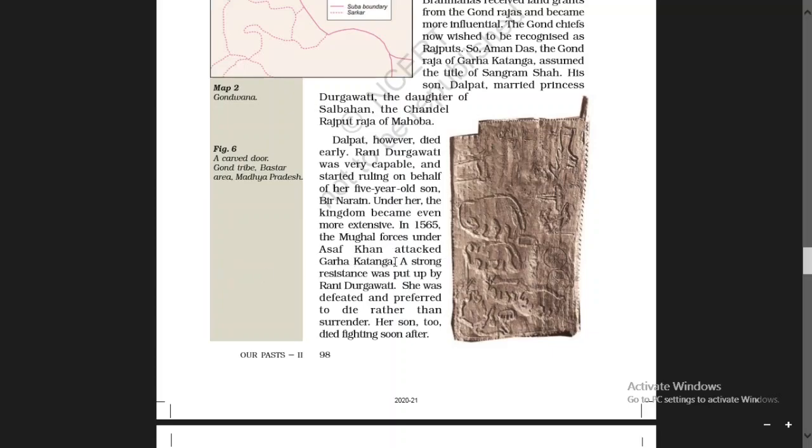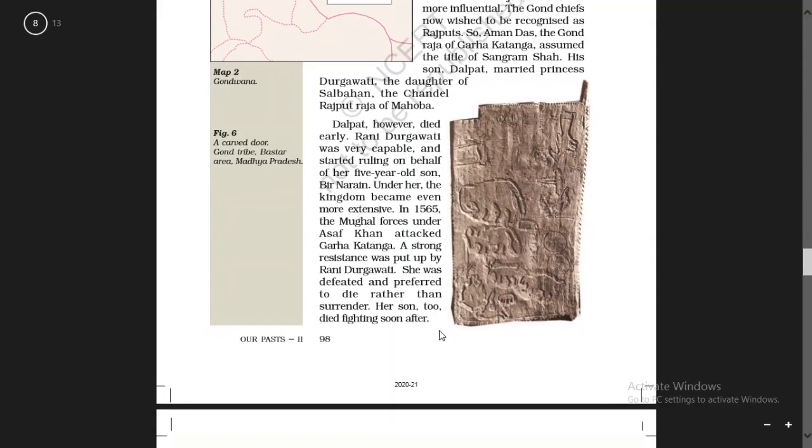In the year 1565, the Mughal forces under Asaf Khan attacked Garha Katanga. A strong resistance was put up by Rani Durgavati at the time. Resistance means the refusal to accept or comply with something. She refused it. She was defeated and preferred to die rather than surrender.